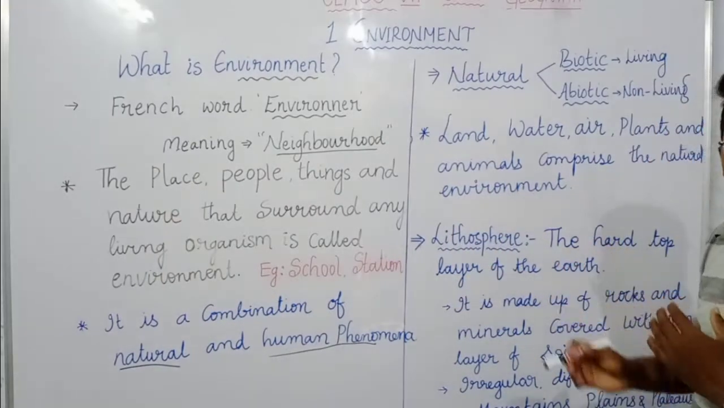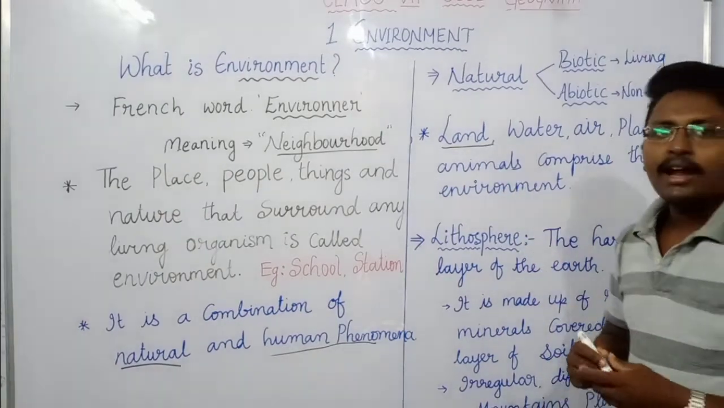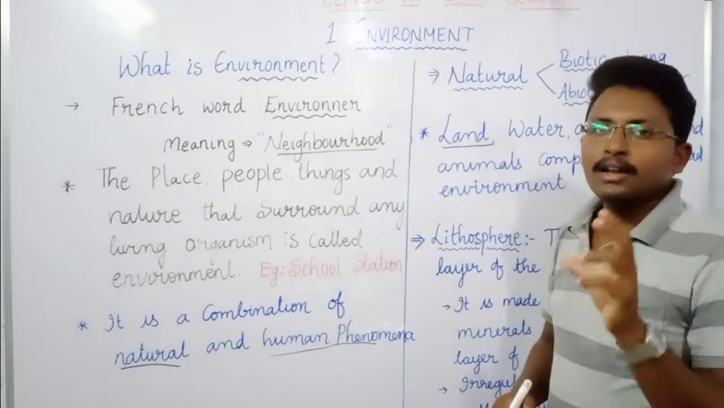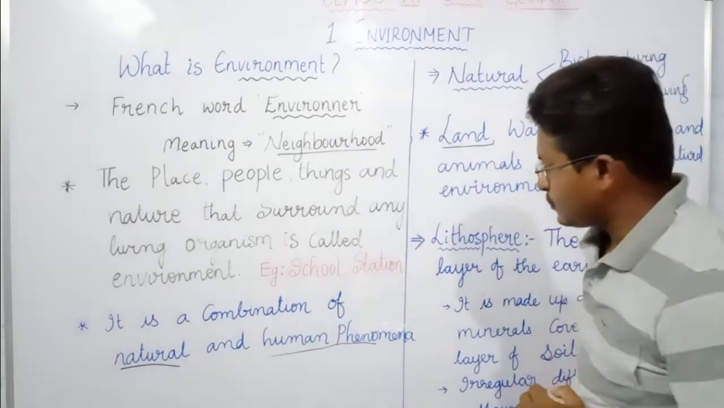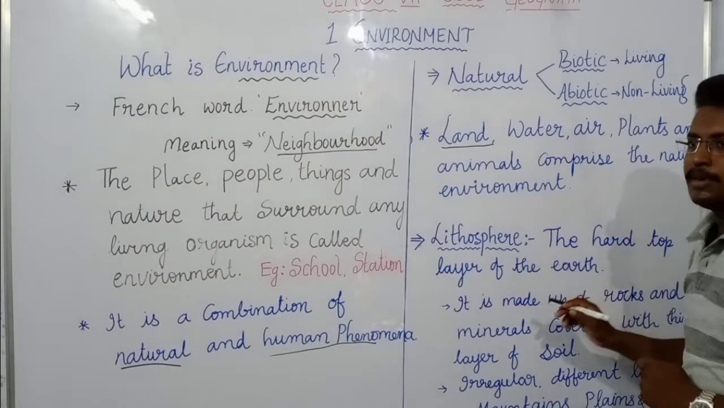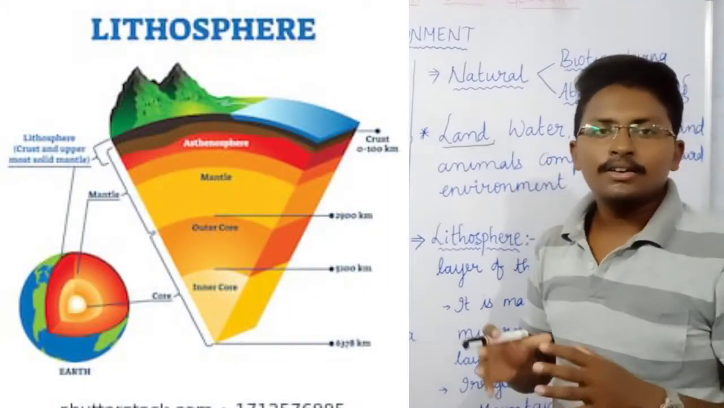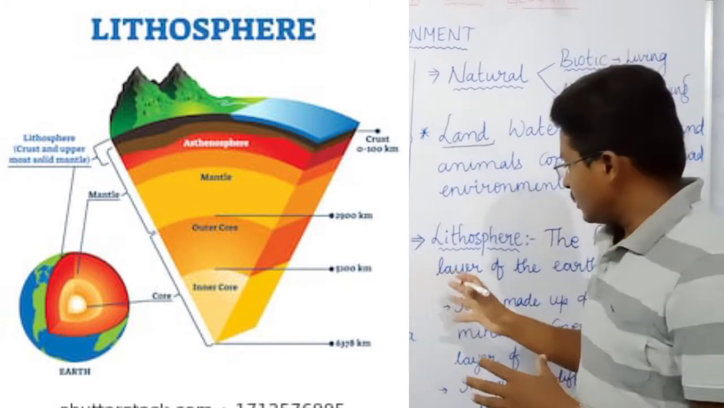Then in detail, if we go with this first one, that is land. Land we can also call lithosphere. What is this lithosphere? Lithosphere means the hard top layer of the earth. That means the surface on which we all are living, which is very hard, we call it the lithosphere.